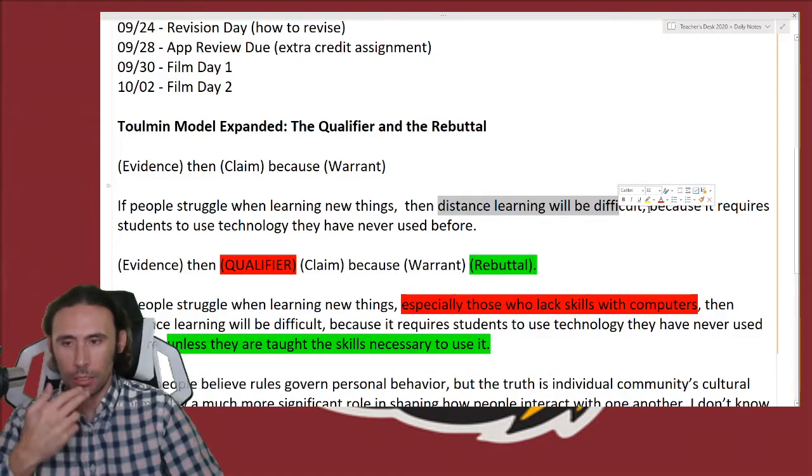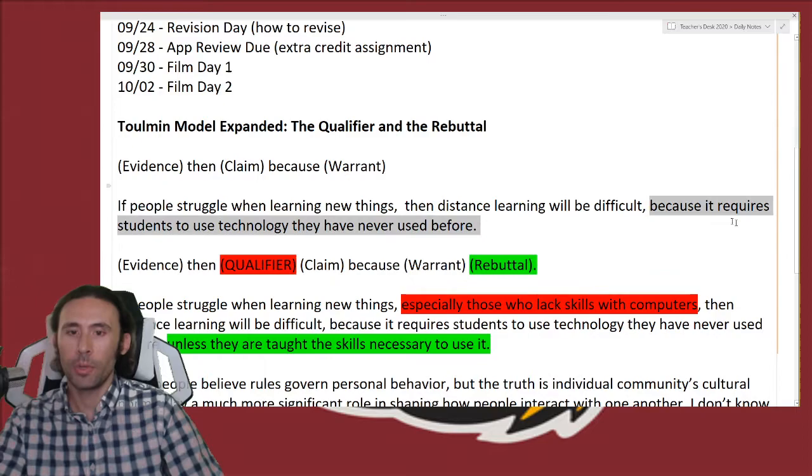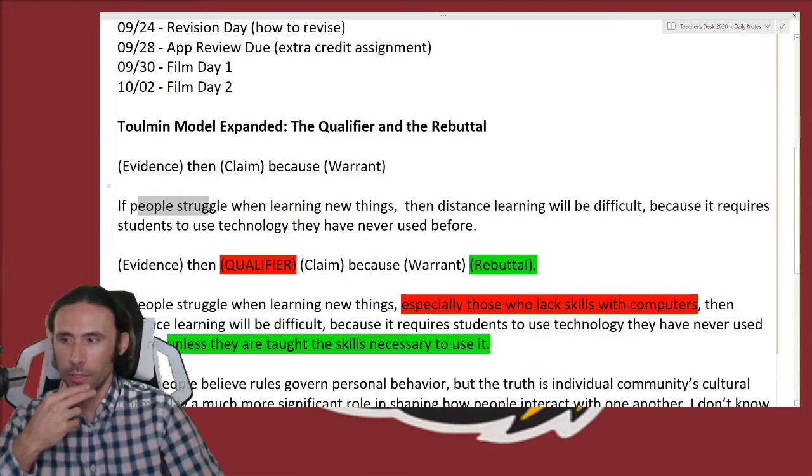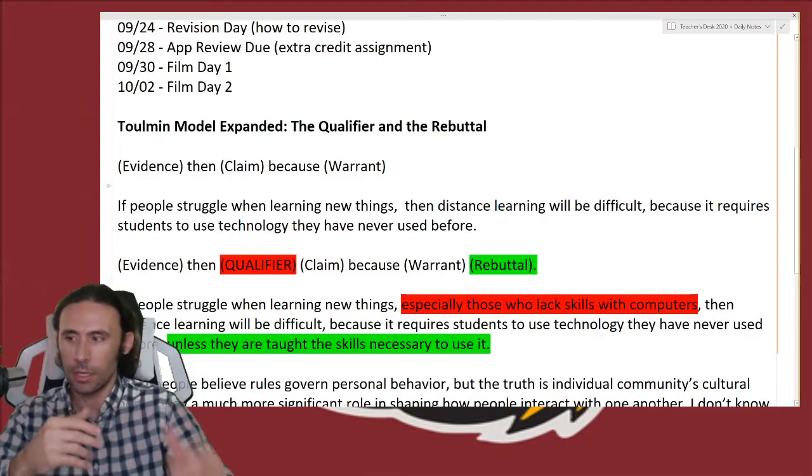What assumptions am I making? What principles or things do we all believe? Oh, because it requires students to use technology they've never used before, right? So obviously that's why they're going to struggle when learning new things, because it's going to be difficult. They all kind of link together.